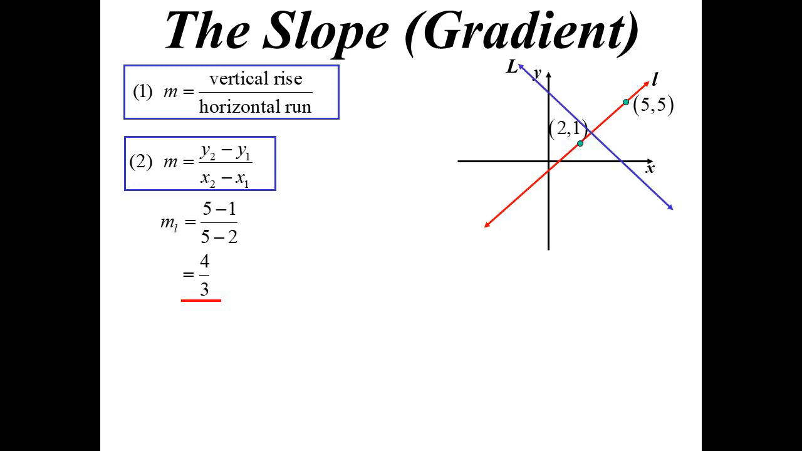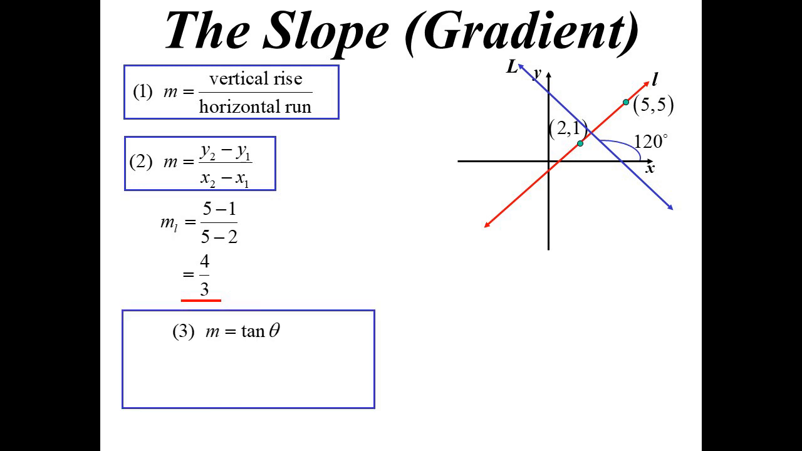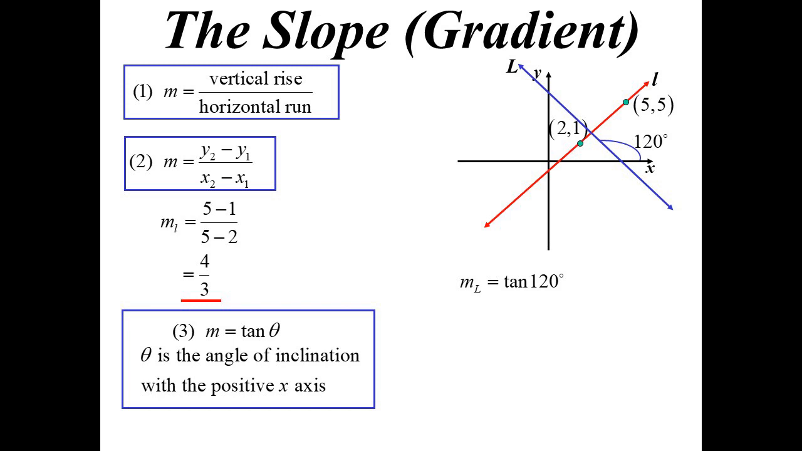Here's another line, capital L, the blue one I've drawn in there. But all I know about that line is it makes an angle of 120 degrees with the positive x-axis. And that brings us to our third way of finding the slope. The slope will also be the tan of theta, where theta is that angle of inclination, but it has to be to the positive side of the x-axis. So I could work out the slope of L: tan of 120, one of our exact values, is minus root 3.